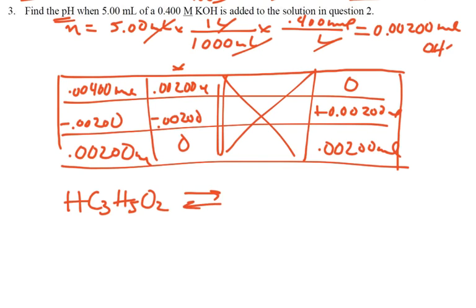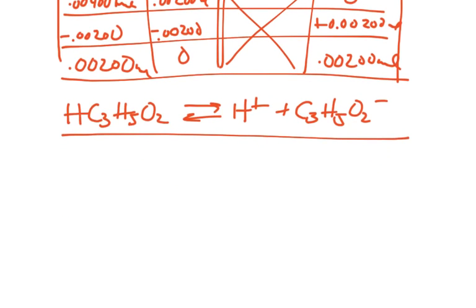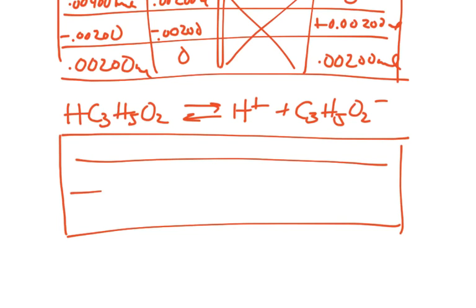Okay, and that is dissociating a little bit into H plus and C3H5O2 minus. That's the actual equilibrium I'm interested in. And for that, I'm going to do an icebox. Now again, I left out the water. I could have put water in H3O plus, but I didn't. And I have values here.